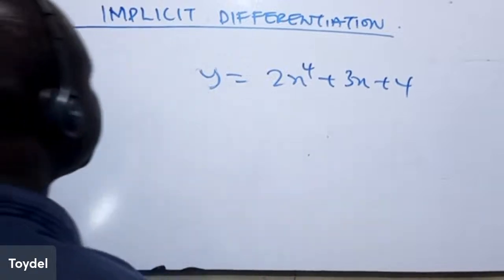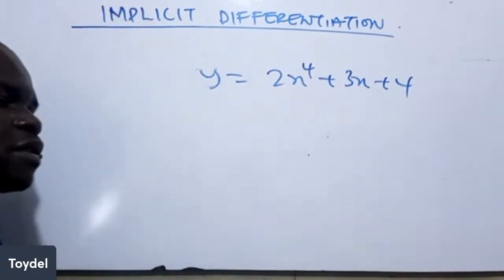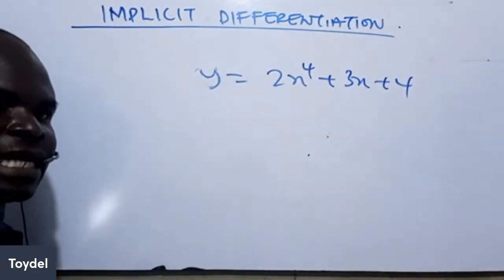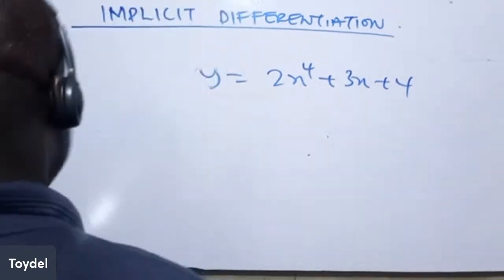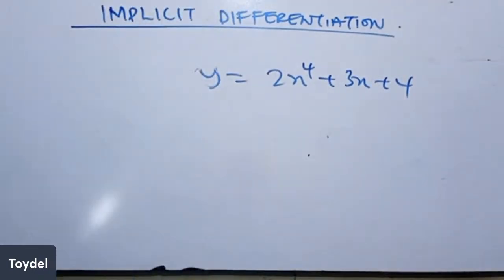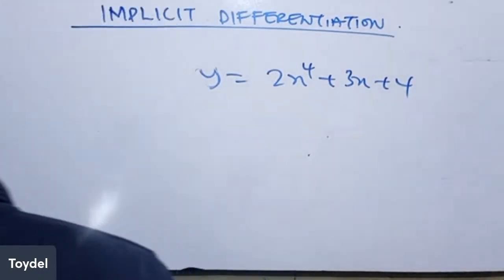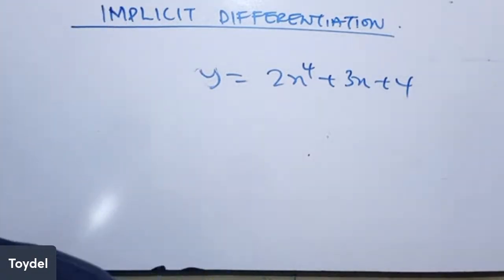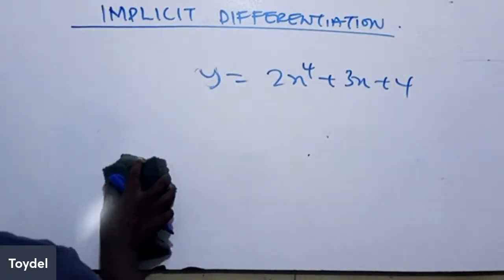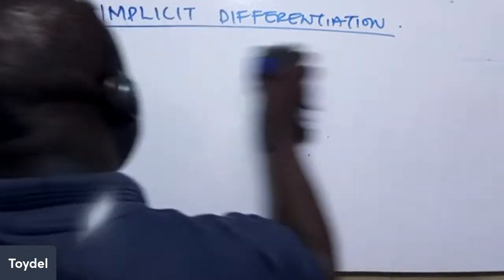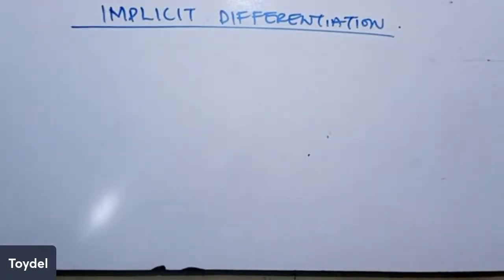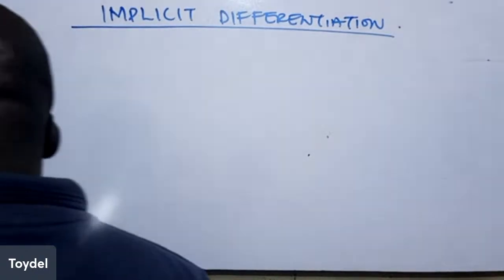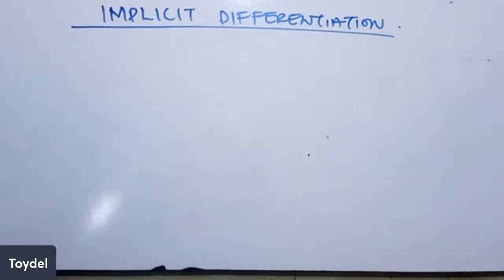But when you're talking about implicit differentiation, it is when we have a mixture of both dependent and independent variables in a particular problem. Then how do we solve such a problem? That is what we are about to discuss here. When we have an implicit differentiation, both dependent and independent variables will be together. So let's see an example on this.